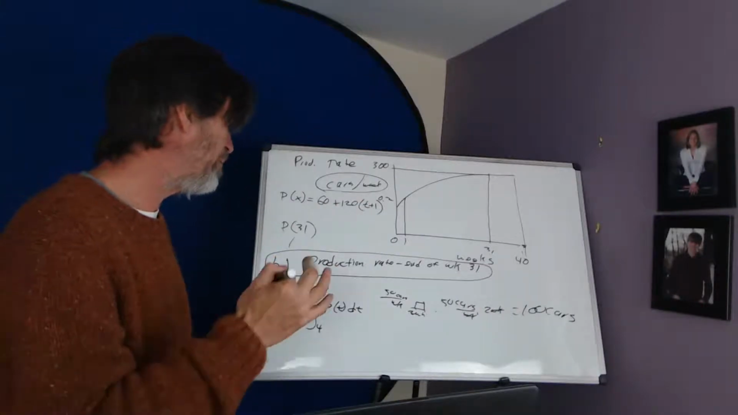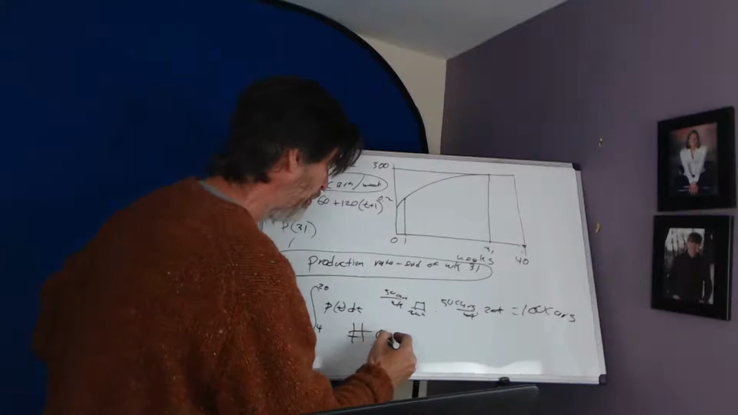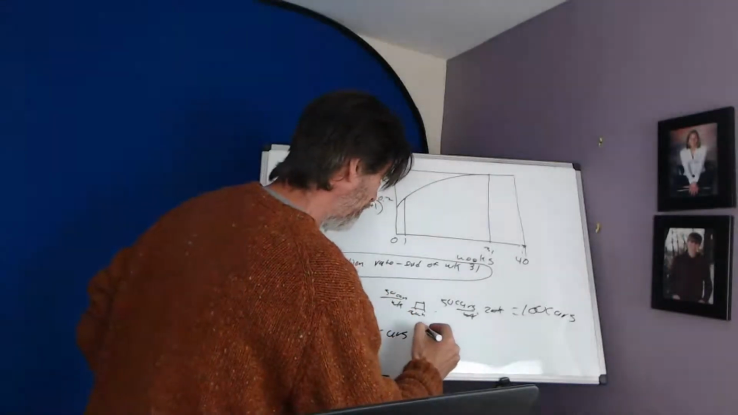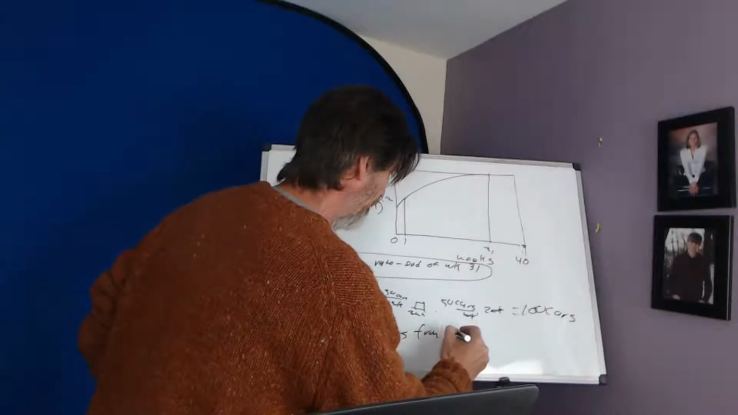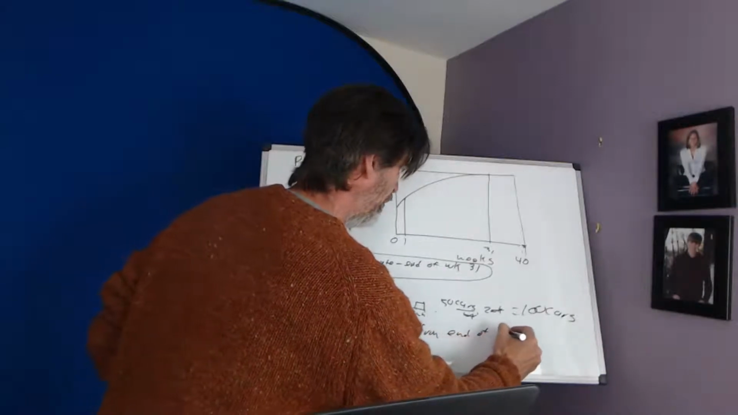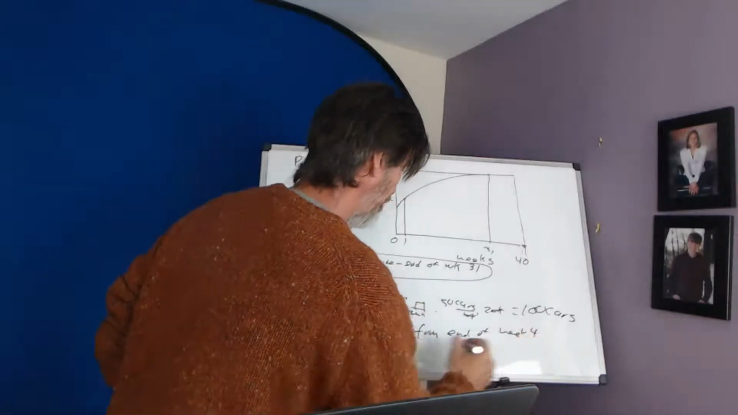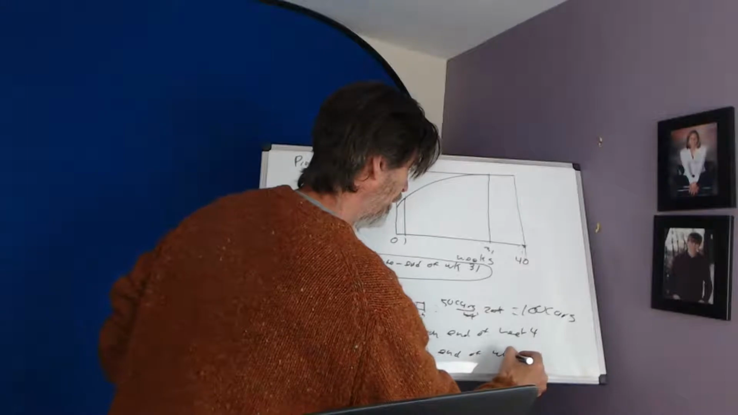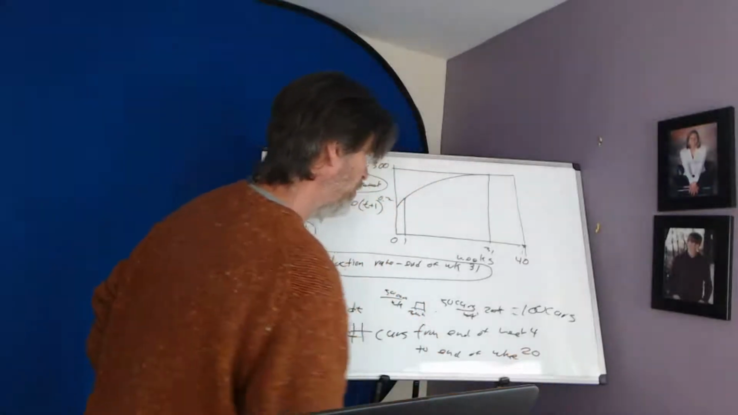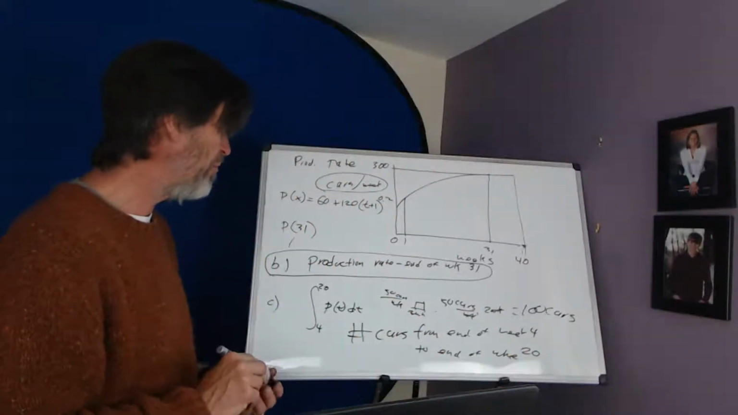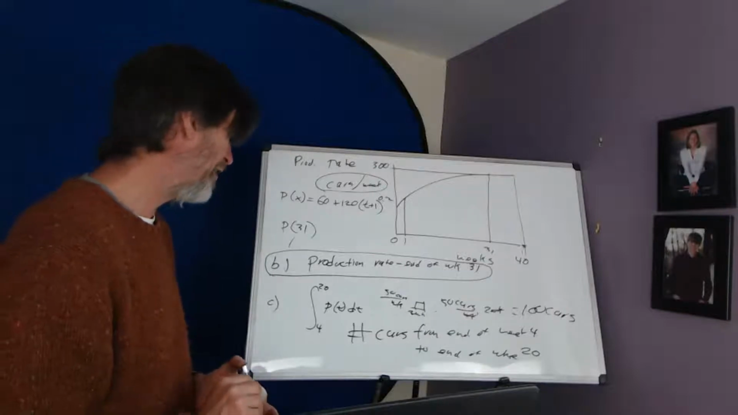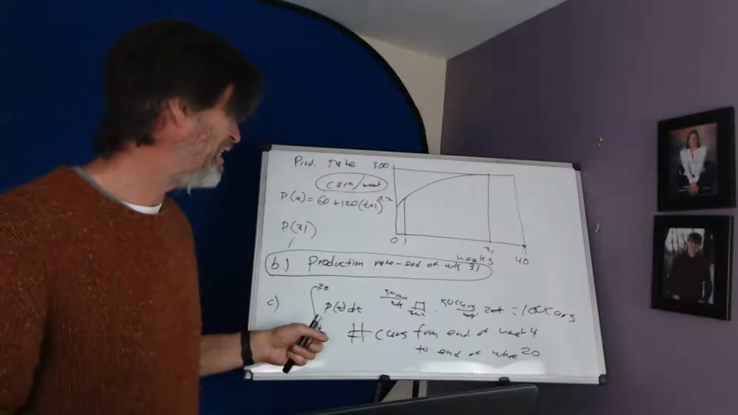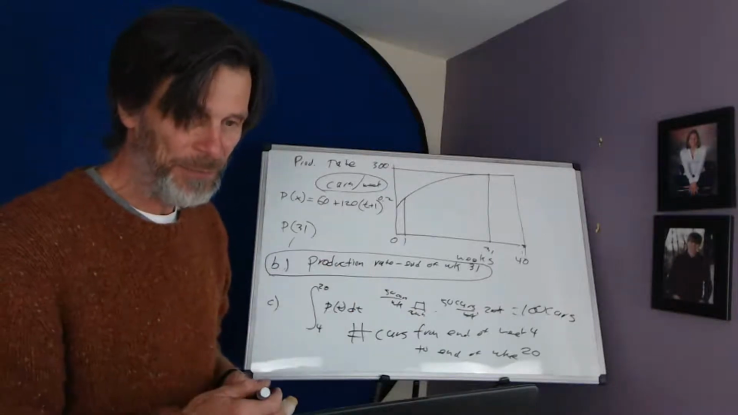So that's the number of cars produced. Number of cars produced. Put it in sentence form, please. From the end of week 4 to the end of week 20, or from the start of week 5 through the end of week 20. I don't know if you want to say it that way. That would be fine as well. Remember that this is the end time or the start of the next week.